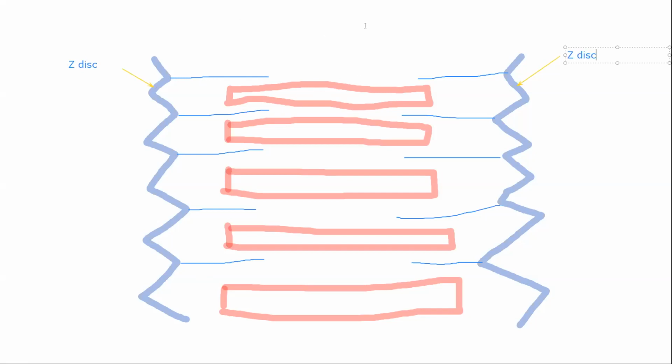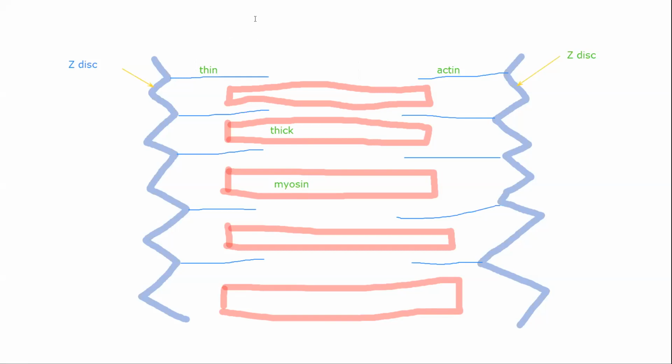Okay, and then let's see, I need another color for my text. Let's make it green. Okay, so now right here, I'm gonna put thin filament, and then I'm gonna say that it's actin. And then in here, I'm gonna put that this is a thick filament, and it's made out of myosin. Whoops, myosin.